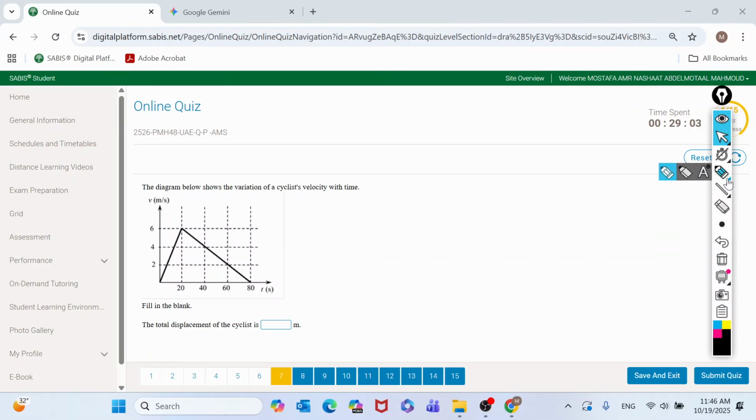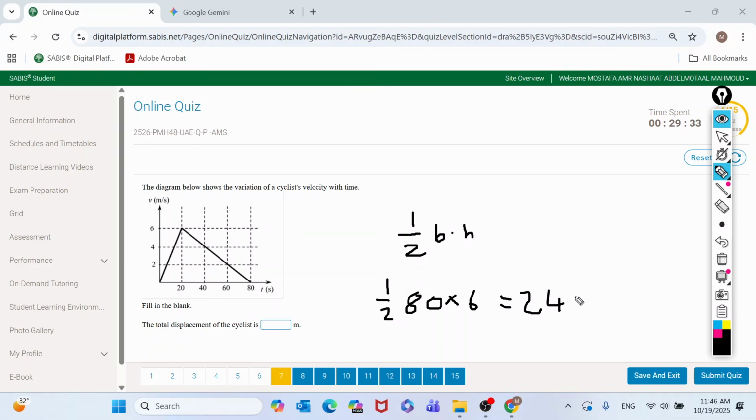Total displacement, so the area under the graph. The area of a triangle is 1 over 2 base times height. So it's going to be 1 over 2 times 80 times 6. Let me do it on my calculator. That's 240.